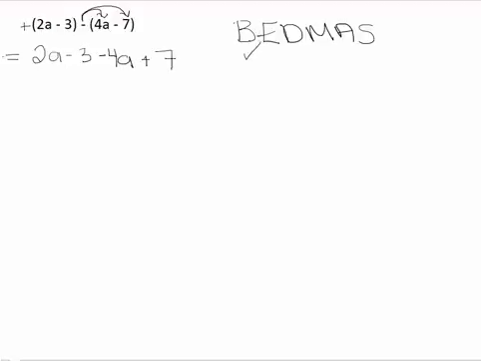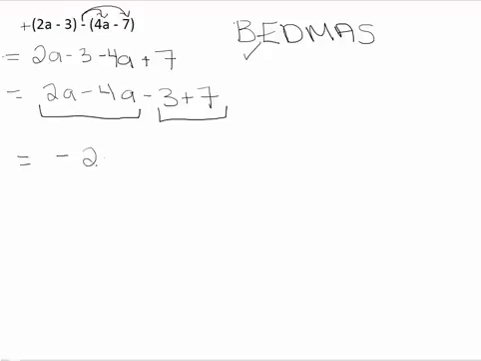We've gotten rid of our brackets. Now we can go about step 2, which is to group the like terms by variable coefficient. We have a's and plain numbers. So 2a minus 4a minus 3 plus 7. The next thing on our list is to add these numerical coefficients. We add our a's and our numbers, and we get negative 2a plus 4.